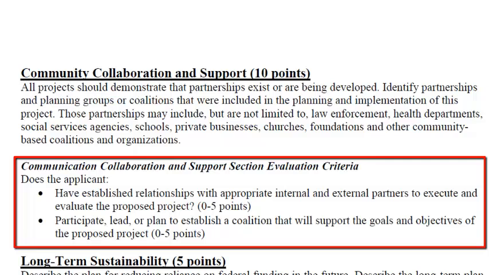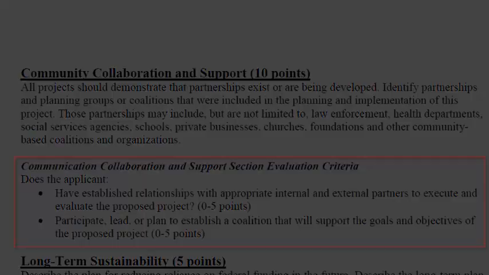Now, we actually included an objective related to our collaboration, so that should be something maybe we highlight in this section, because we not only plan to be part of the coalition, we run the coalition, and we actually set some measurable objectives for that coalition.